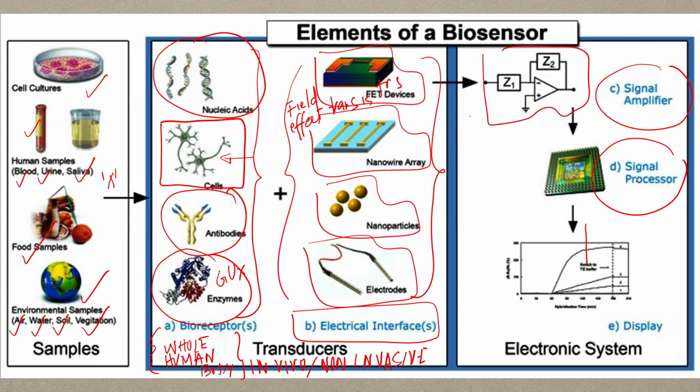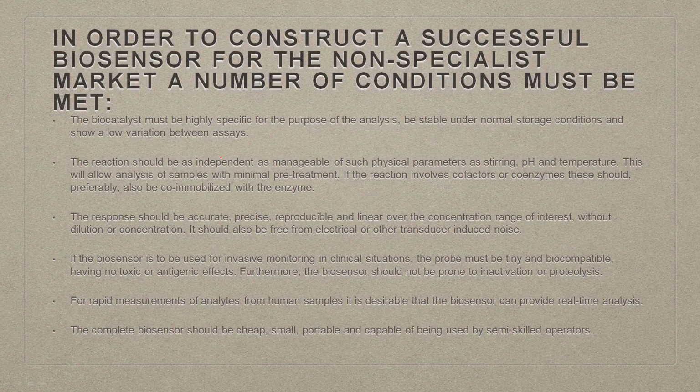Before I move into that topic, in order to construct a successful biosensor for the non-specialist market, a number of conditions must be met. What are those conditions? We will briefly analyze them and then move on to whole cell biosensing. The biocatalyst must be highly specific for the purpose of the analysis, be stable under normal storage conditions, and show a low variation between assays. This is the critical point.